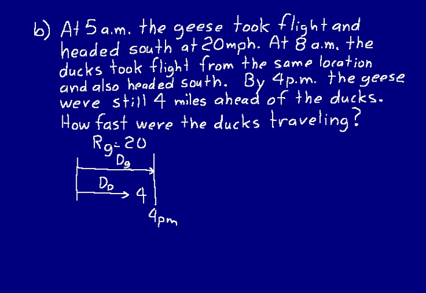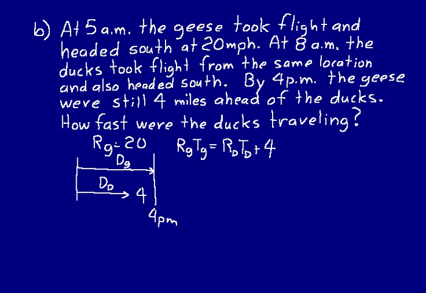And so there's an equation. The distance of the geese, or R_G T_G, is equal to the distance the ducks have traveled, R_D T_D, plus 4. So we have two equations there. We know how far the geese have traveled. We have an equation with all of our unknowns in it, a distance equation, in other words. And let's go ahead and see what else we can figure out.